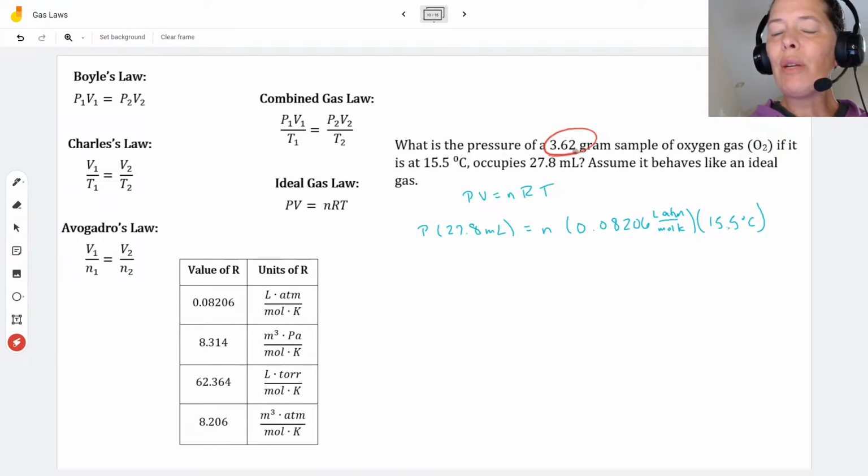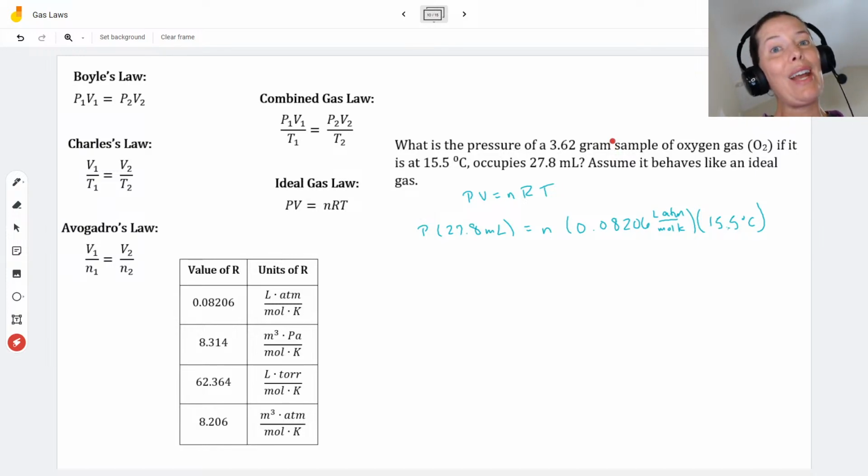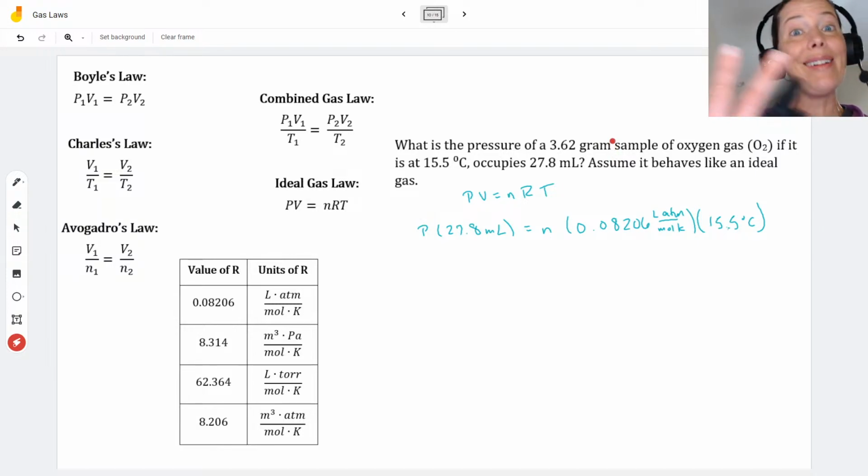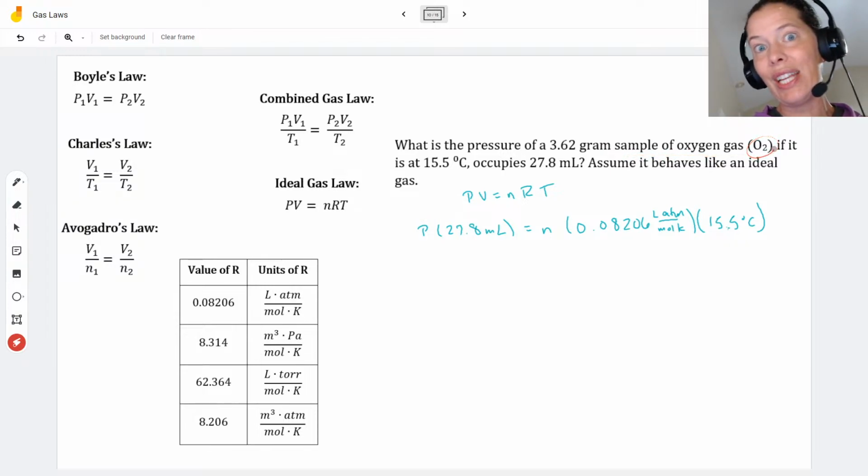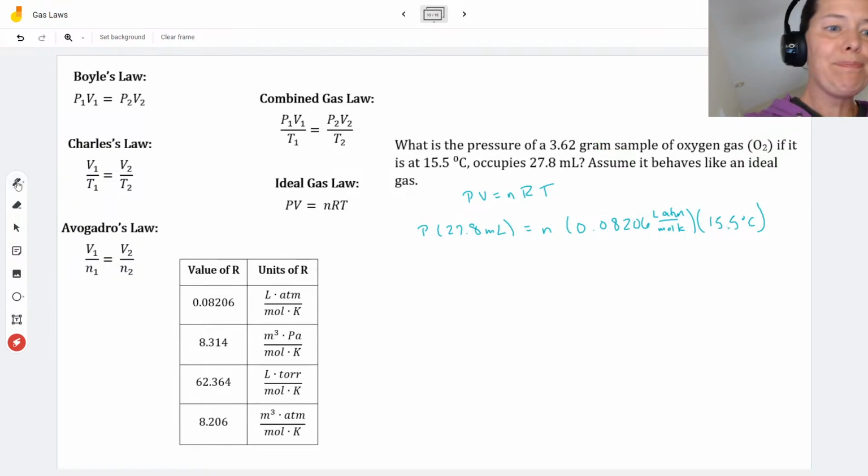So I have 3.62 grams. Is there any way I can turn that grams into moles? Well, yes, I can, because I know that this is a sample of oxygen gas, which means I know the molar mass, so I can convert this 3.62 grams into moles using the molar mass. So let's go ahead and do these conversions.